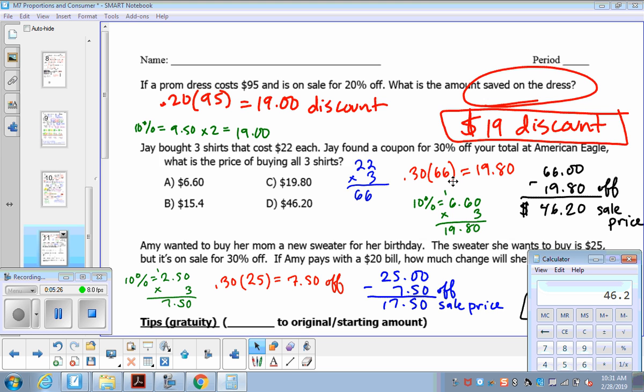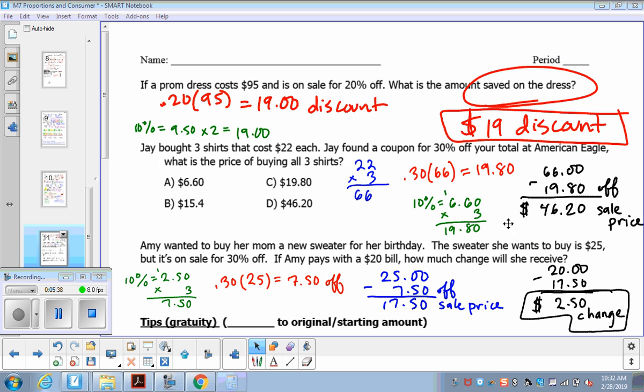Folks, you can still find 10% of any number by moving the decimal once. And in this case, 30%, you would just triple it. So if you want to, you can just move the decimal once to get 6.60 is 10%. And then when you multiply by the 3 right here, 0 times 3 is 0, 6 times 3 is 18, and we carry a 1. 6 times 3 is 18 again, add 1, and it's going to be 19.80. Again, once you subtract the 19.80, we get the sale price is $46.20.